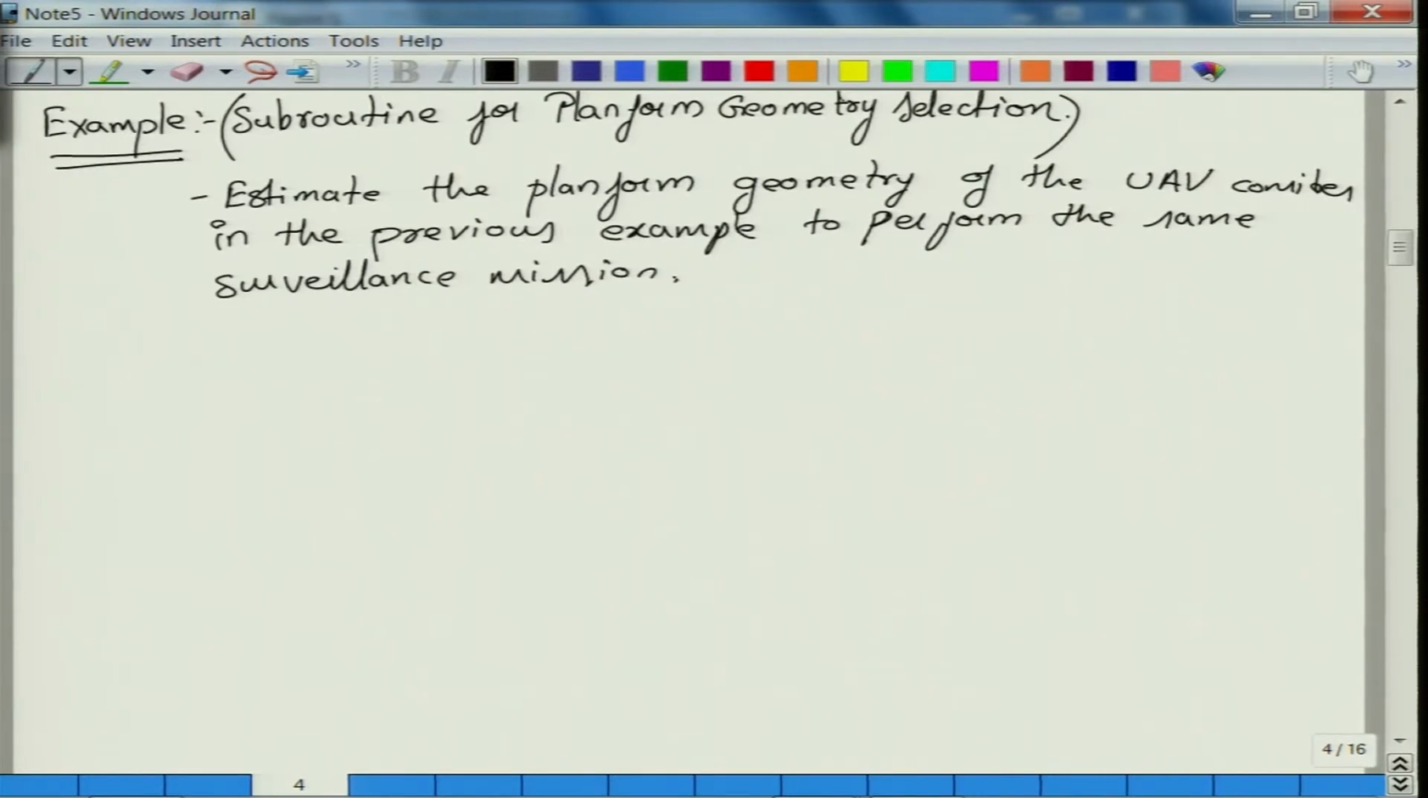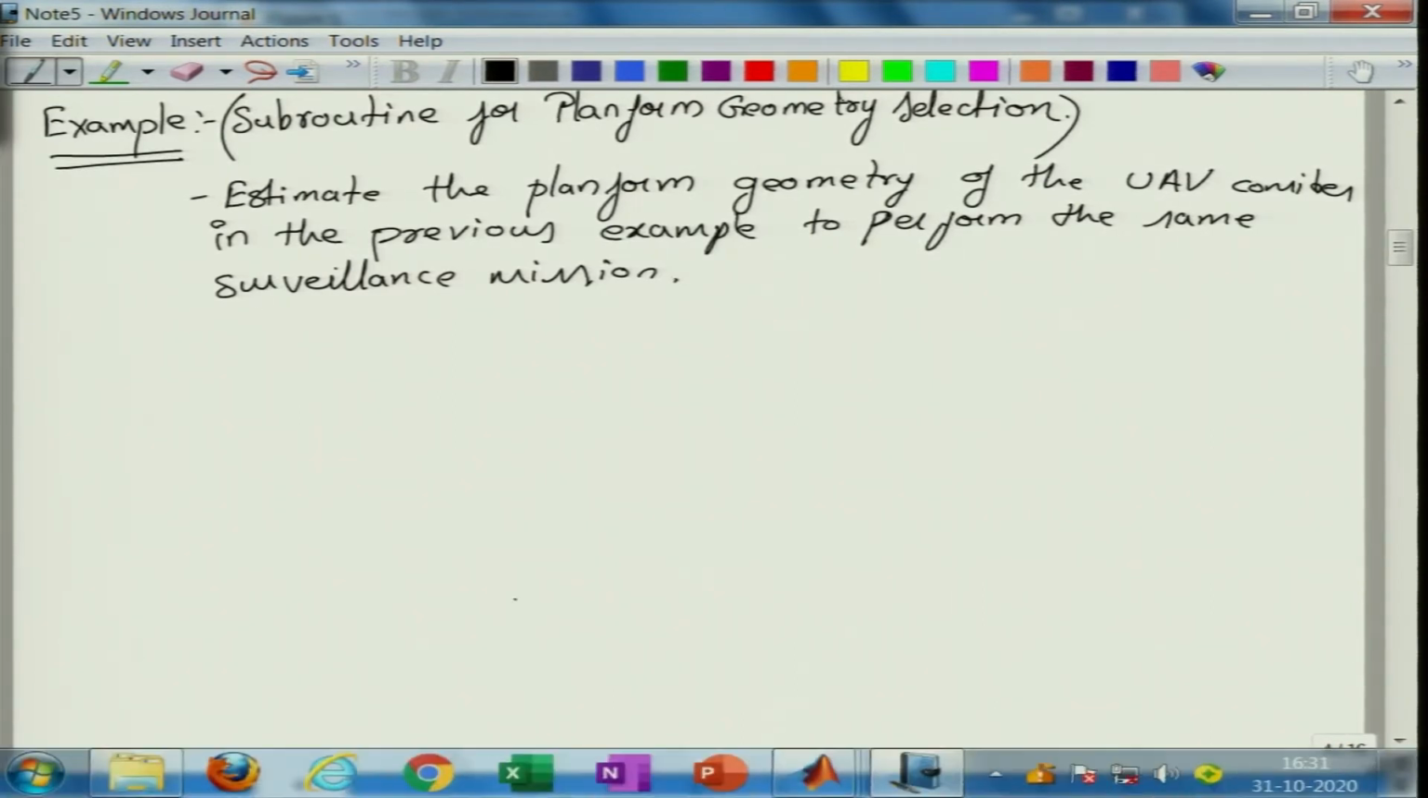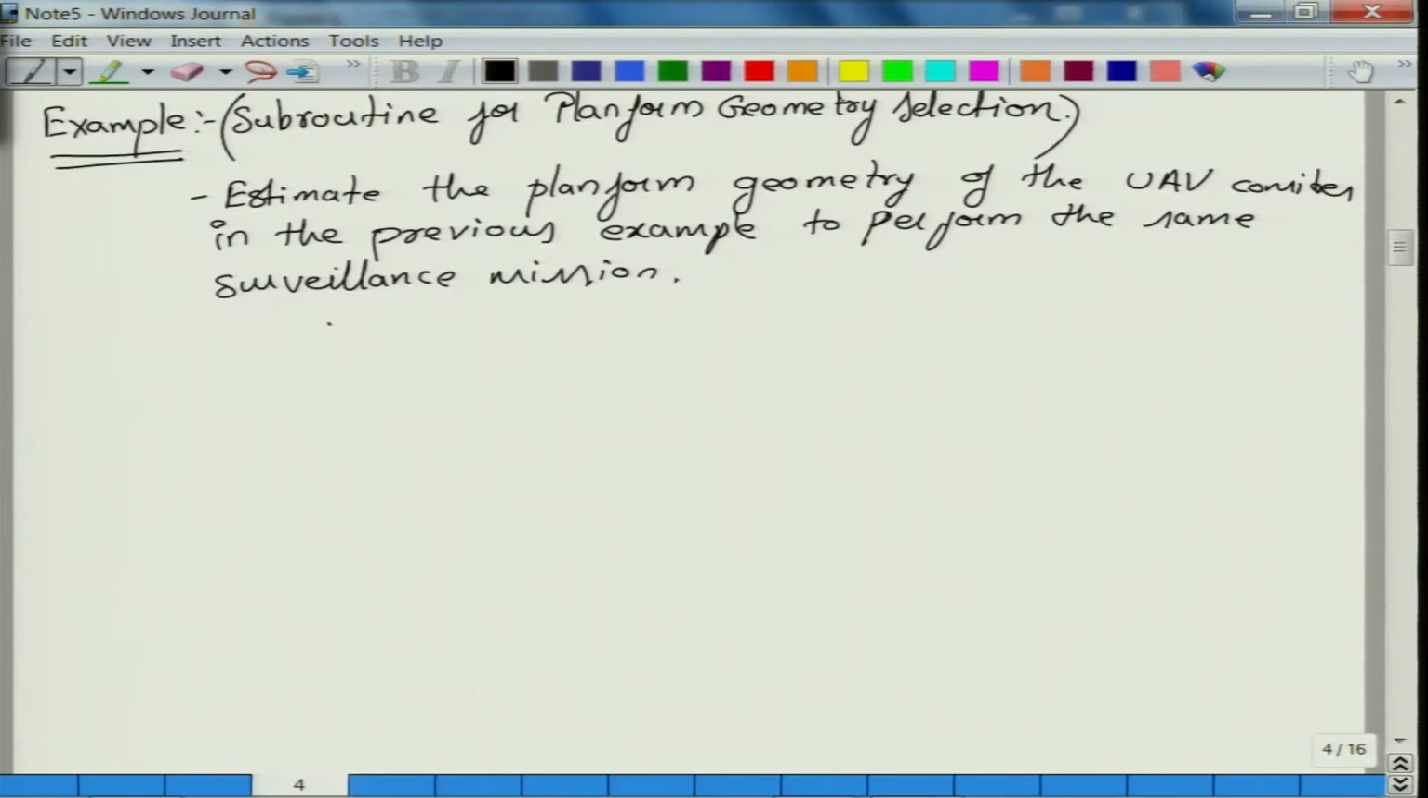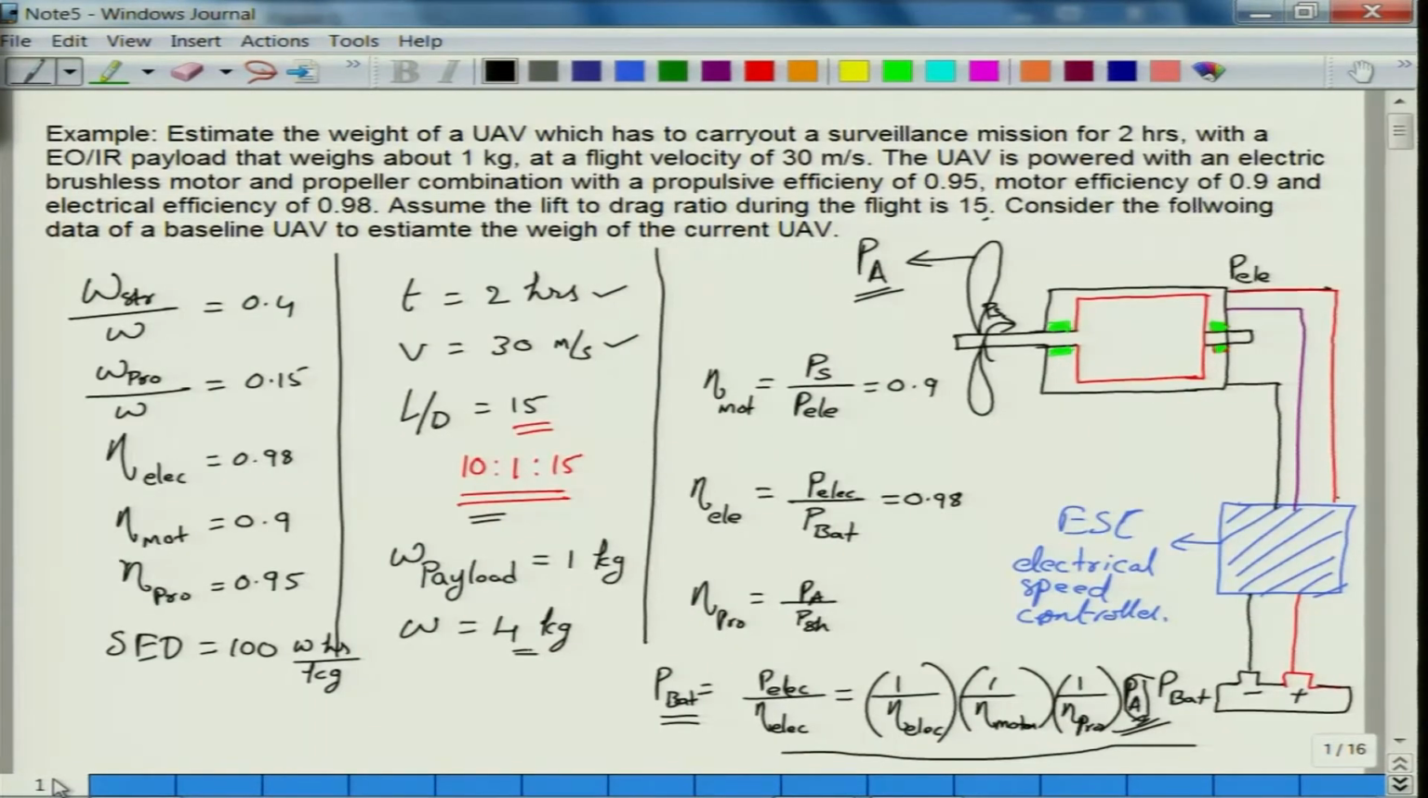The surveillance mission is for 2 hours, right. So, we will consider the same mission requirements here, where the velocity has to be, sorry, 30 meters per second. So, the velocity is 30 meters per second and the flight time is about 2 hours, right. These are the typical mission requirements that we have considered earlier along with these parameters, right.